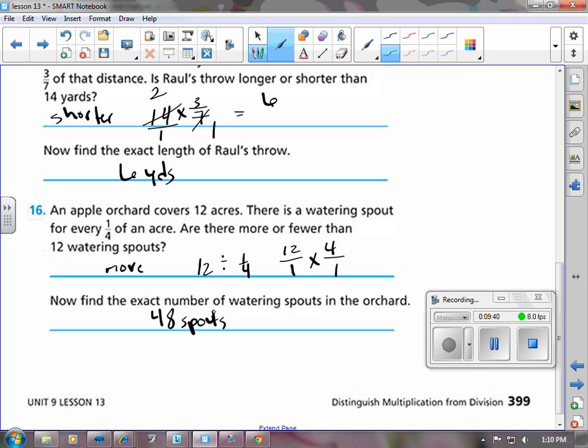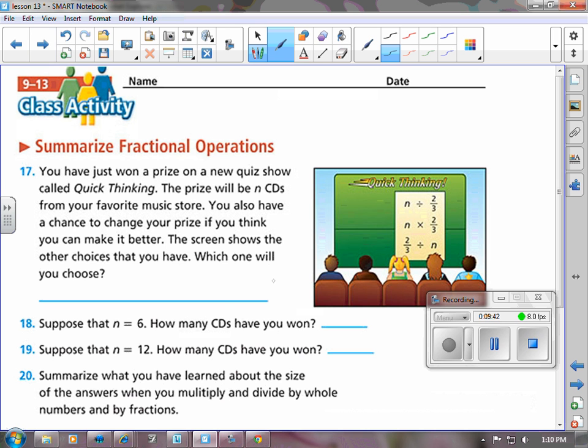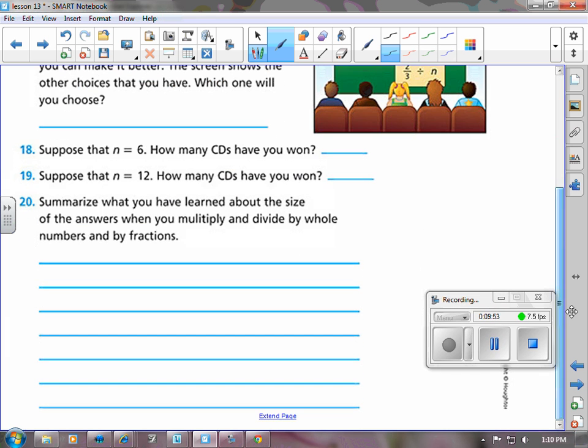As your little extension activity, I want you guys to do this. You've just won a quick prize in the Thinking Quick quiz. I want you to suppose that these are the statements. I want you to fill this in, and this is what you will discuss when you guys come back to class tomorrow.